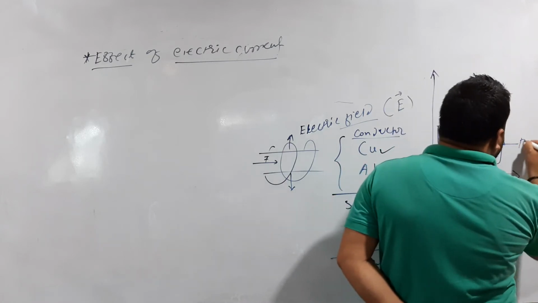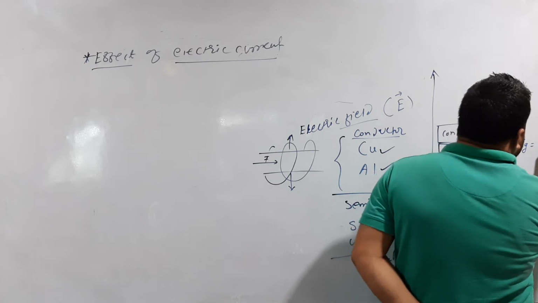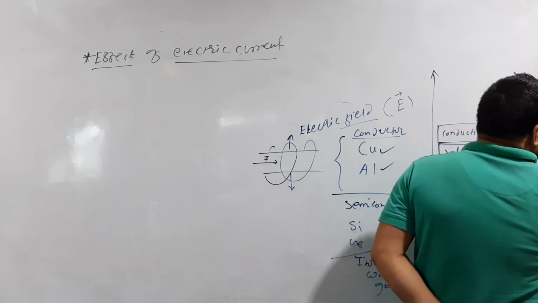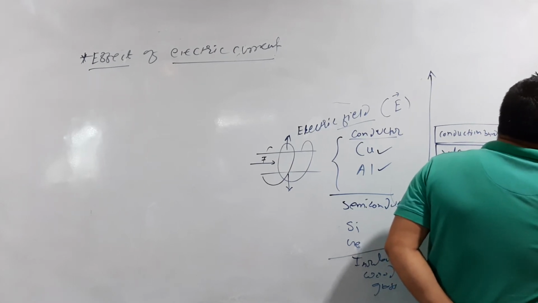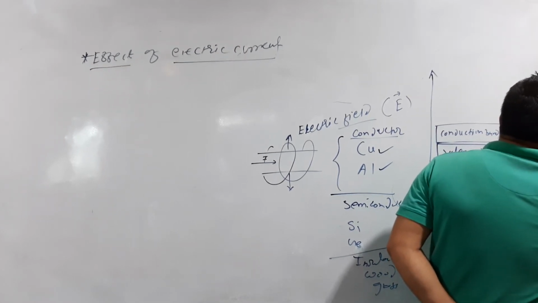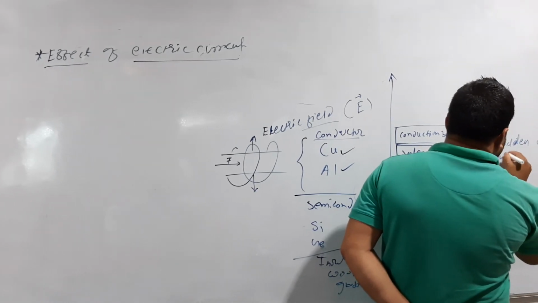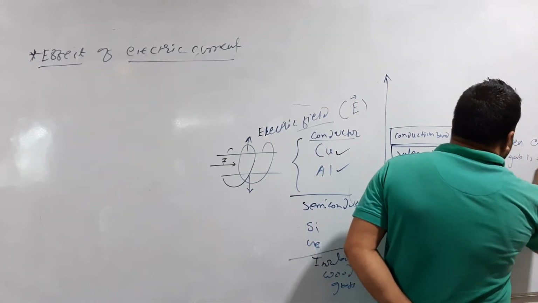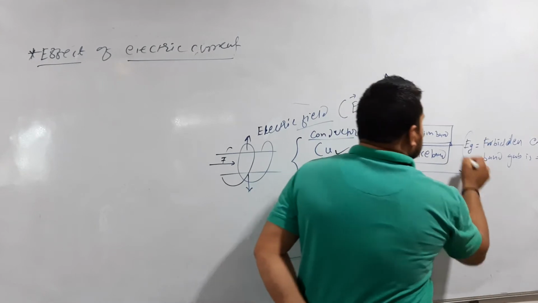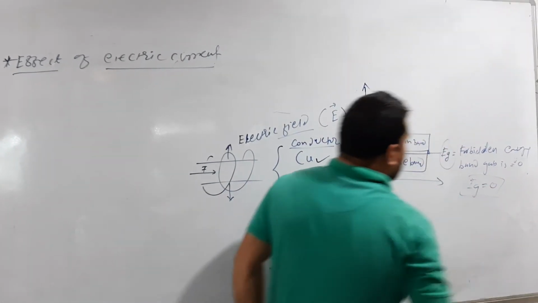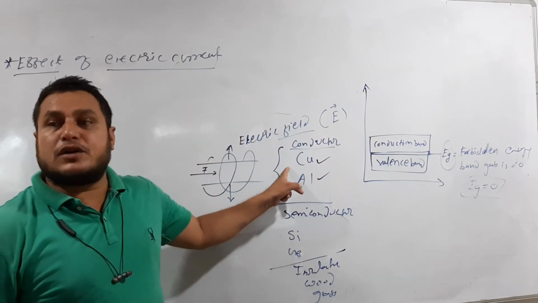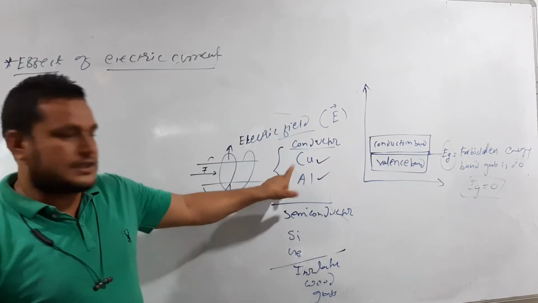Here Eg means forbidden energy band gap. The forbidden energy band gap is zero. So Eg is equal to zero in pure good conductors.